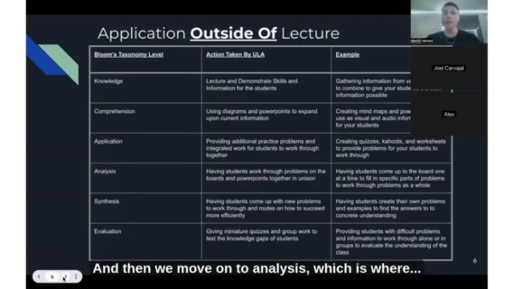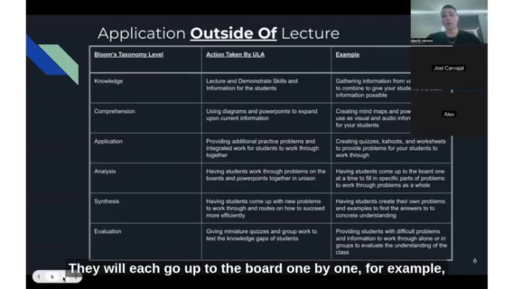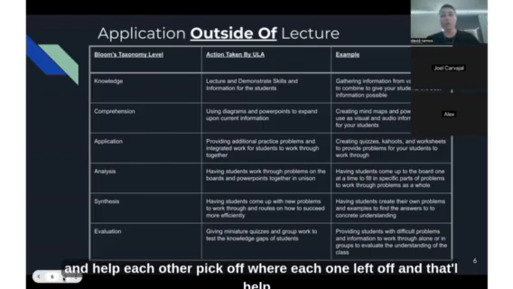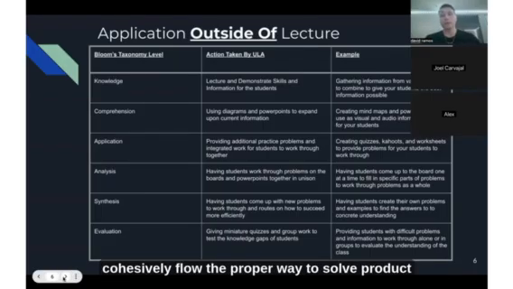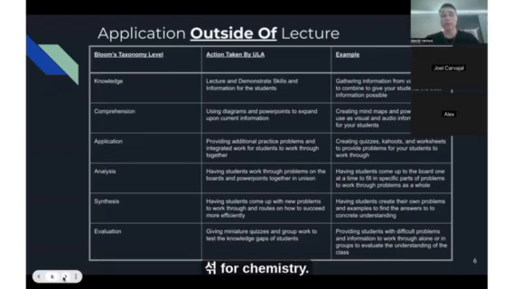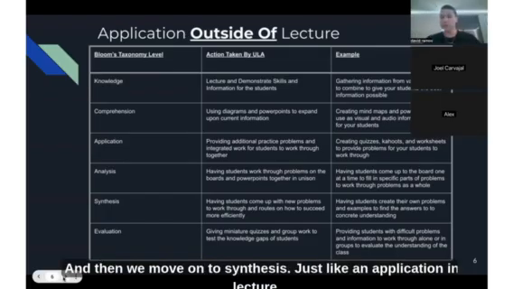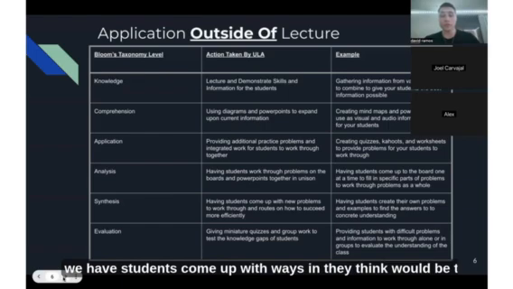And then we move on to analysis, which is where after the students solve through the problems, they will each go up to the board one by one, for example, and help each other pick off where each one left off, and that'll help cohesively flow the proper way to do practice problems for chemistry. And then we move to synthesis. Just like an application in lecture, we have students come up with ways where they think would be the best way to answer problems. For example, that mole to mole conversion ratio between the reactants or the products.